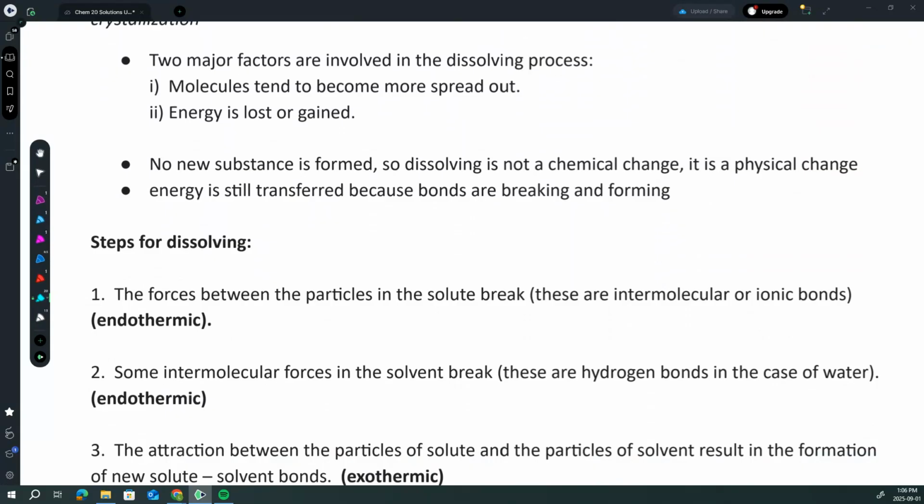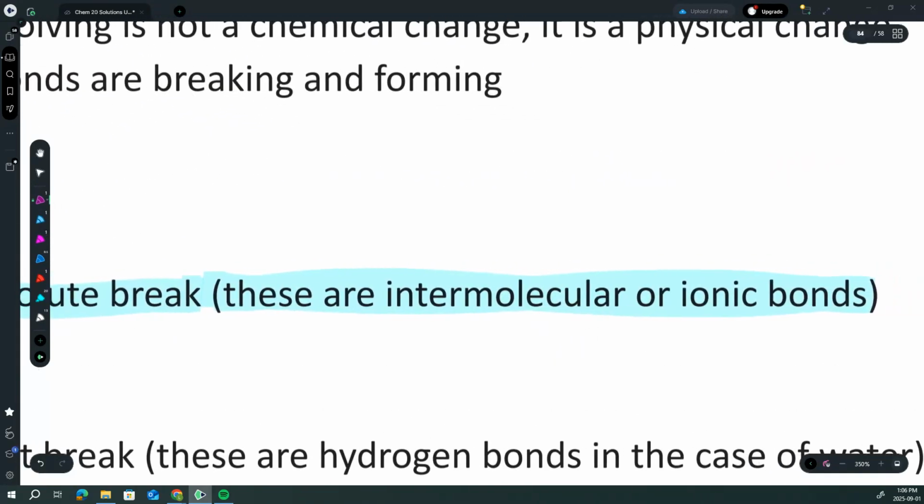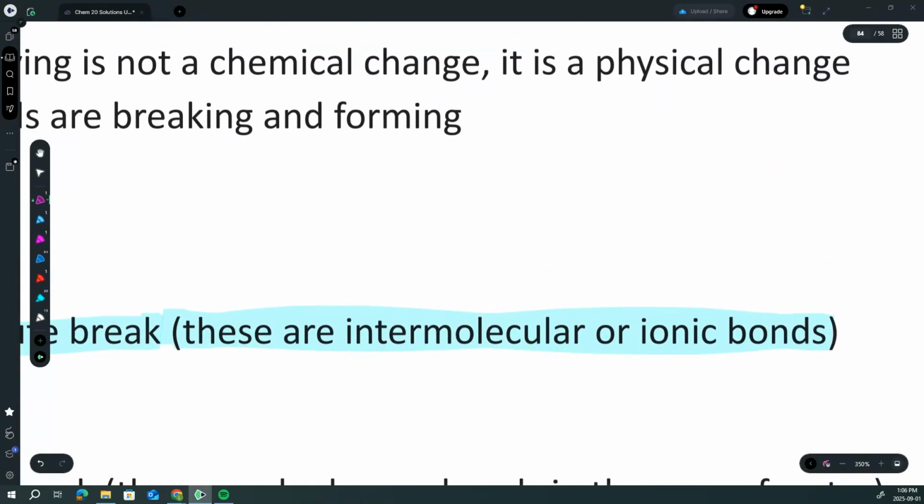Okay, so steps for dissolving. Step number 1, the forces between the particles in the solute break. These are typically going to be your intermolecular forces, like your London forces, dipole, and hydrogen bonding. Or it could be your ionic bonds. What determines which one of these it's going to be is the identity of your substance. Intermolecular forces are typically going to be for your molecular compounds, whereas ionic bonds belong to your ionic compounds.